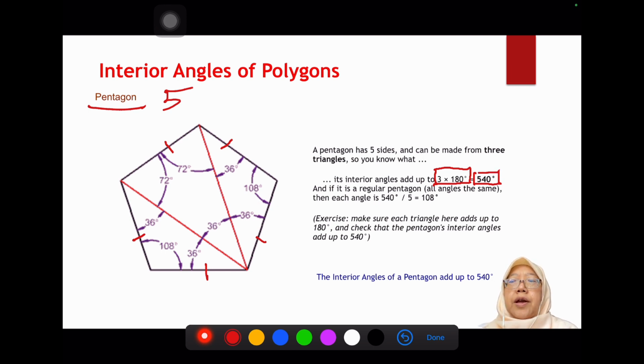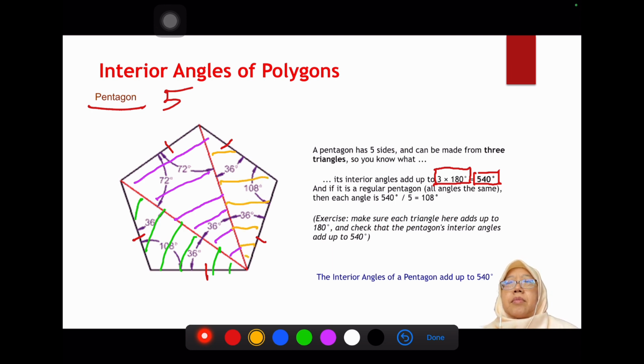Let me just show you. This is the first triangle. This is the second one, and then this yellow one is the third one. I'll just draw it like this. You see that for each triangle, the total interior angles will be 180.